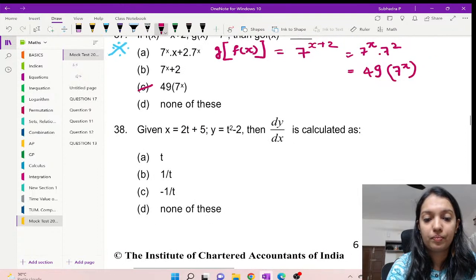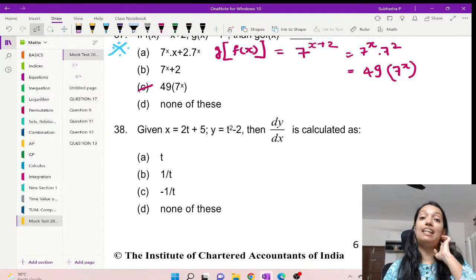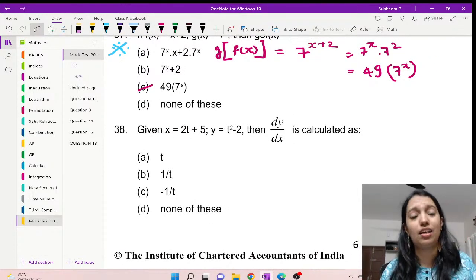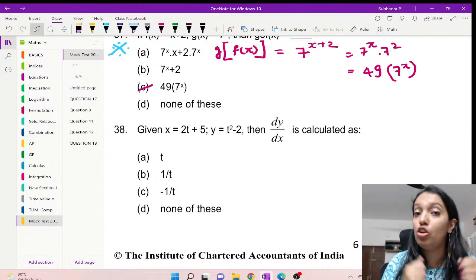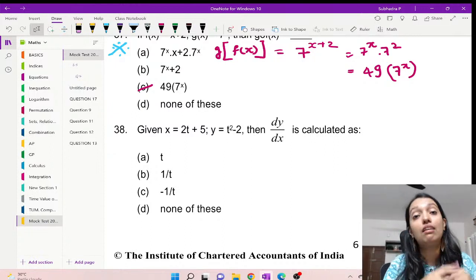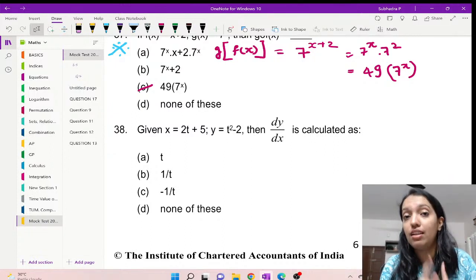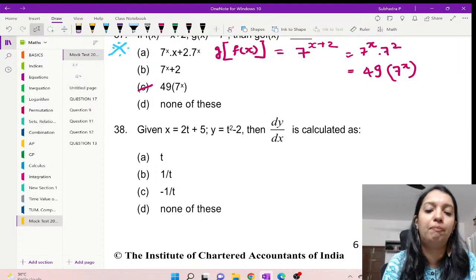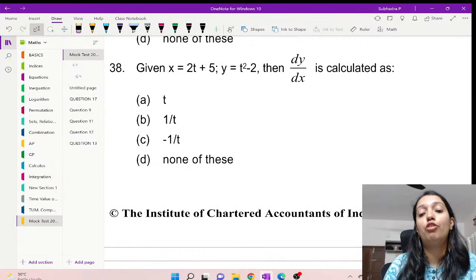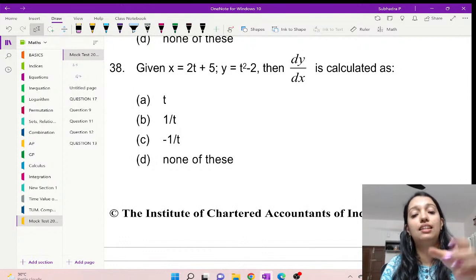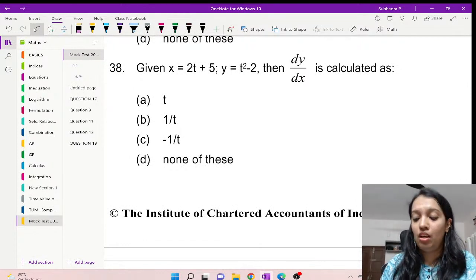38th one. Now this is a derivative question. Trust me, derivative questions are simple, extremely easy. You just have to practice derivatives. Don't leave that chapter. You can take a call for integration, but derivatives, never leave them for the exam. You need to find the derivative of y, provided x is that, y is something.